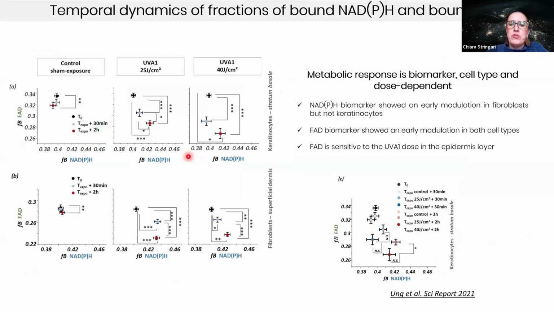And basically what we found, the take-home message of this work, is that NADH and FAD are giving a different response. So the metabolic response is biomarker dependent, but also cell-dependent and dose-dependent. So the NADH biomarker shows an early modulation in fibroblasts, but not keratinocytes. And the FAD biomarker showed an early modulation in both cell types. And FAD is also sensitive to the UVA dose.